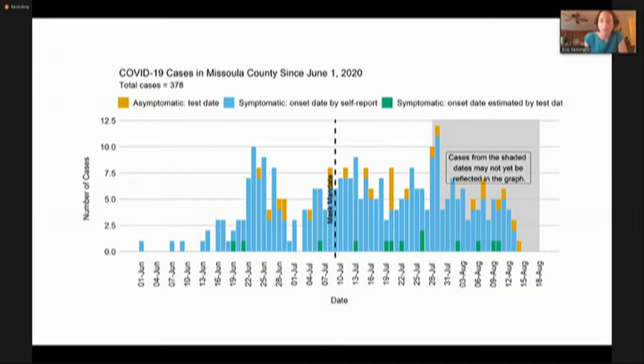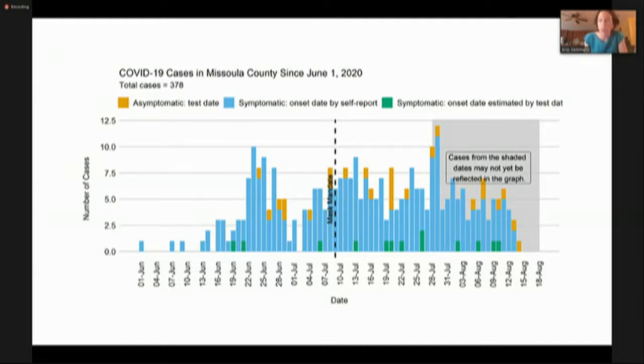And people with symptom onset date of August 15th, for example, may not have shown up as a case yet. And so we really have to, even for folks who look at these graphs all the time, train our minds to recognize that the cases displayed during the time period in the shaded part of the graph are likely not complete. And so let's look at the data.